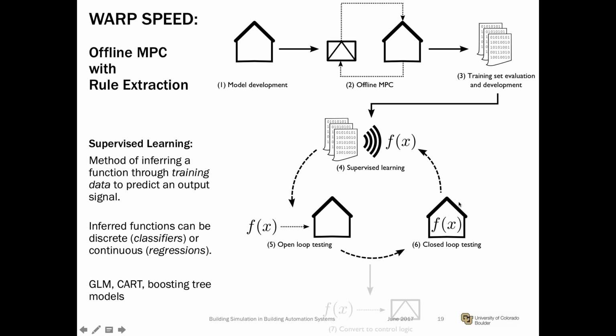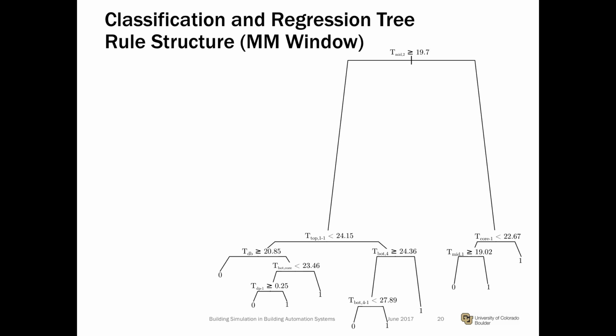The beauty of these extracted rules is that we can actually convert them to control logic. And this control logic may be of the shape of an if-then rule that could be easily communicated. So for a particular case study, we asked how to open and close the automatic windows of a mixed mode building with automatic window control.